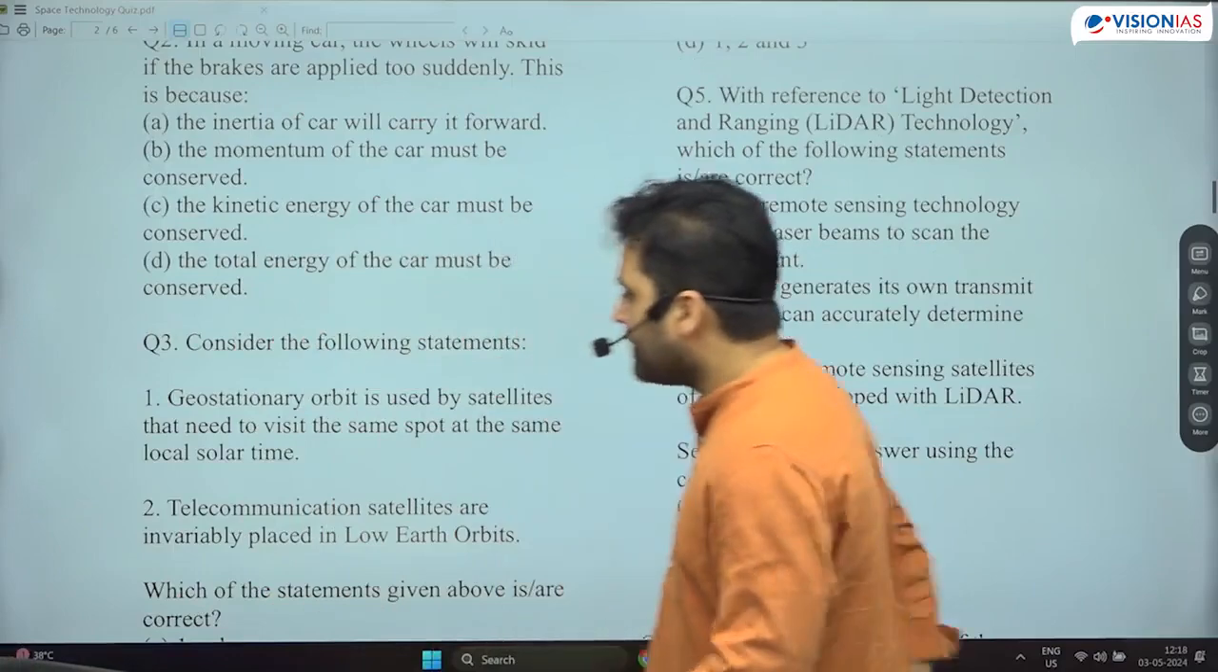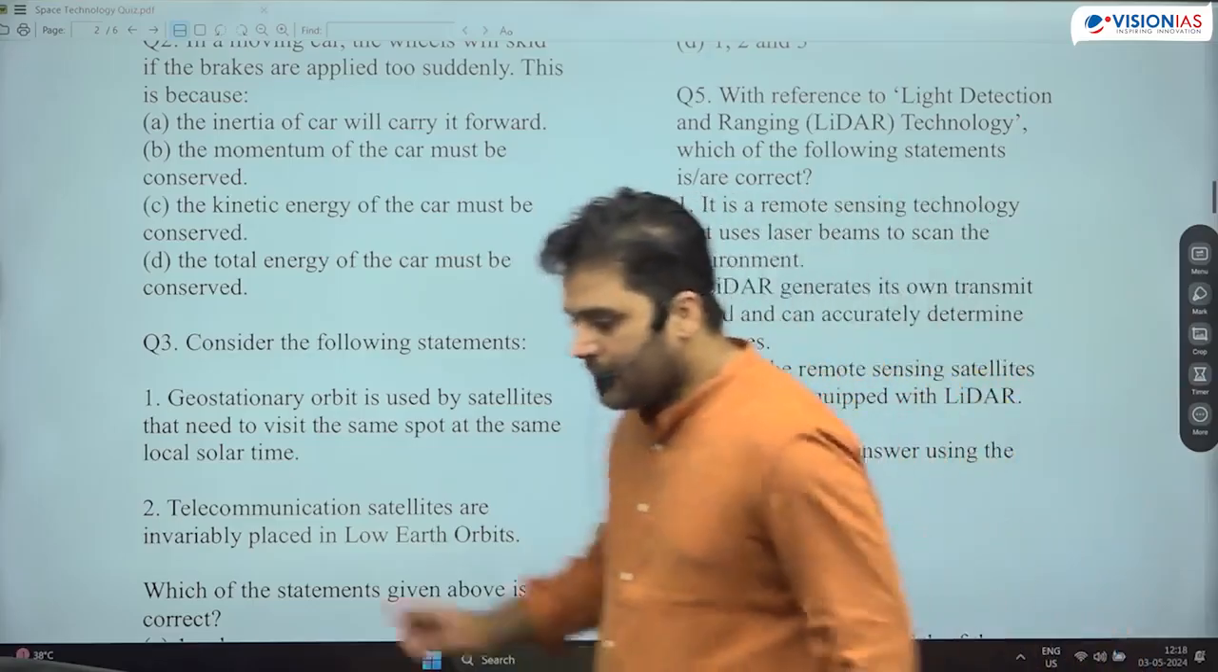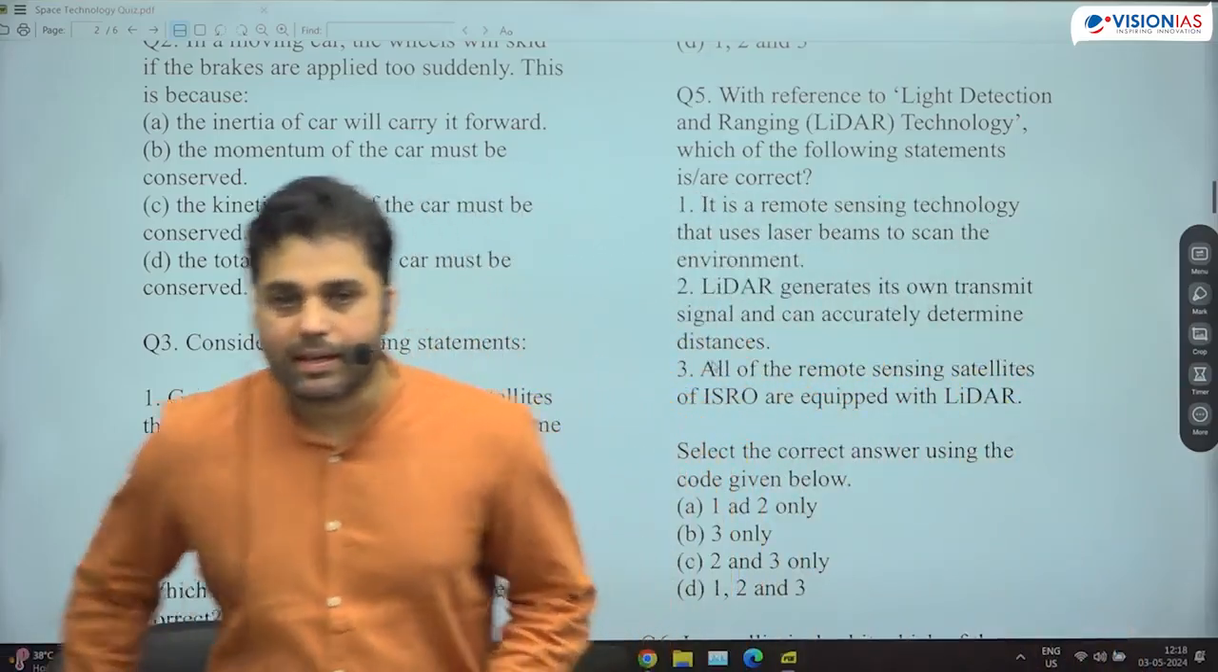Light detection and ranging. Remote sensing technology that uses laser beams to scan the environment. That is what LiDAR is. It generates its own transmit signal and can accurately determine distances. Now this is very important. LiDAR does not depend upon the prevailing light.